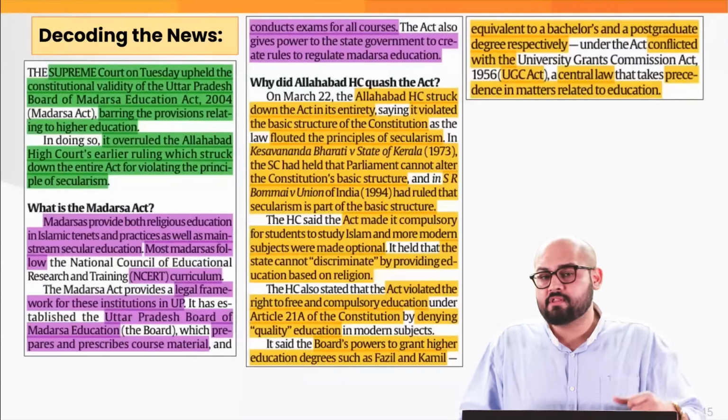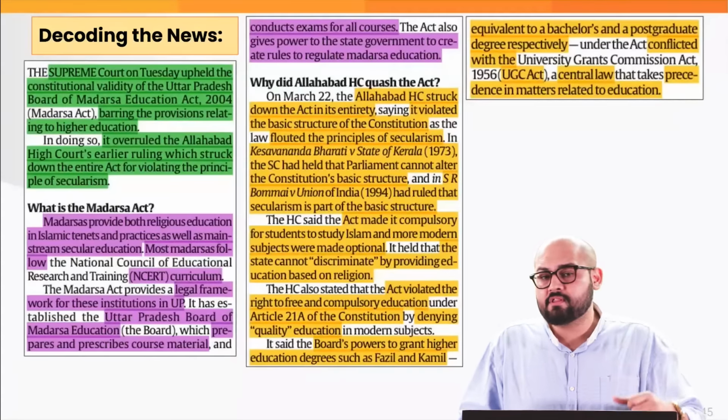The High Court also stated that the act violated the right to free and compulsory education, which is there in Article 21A of the Constitution of India, by denying quality education in the modern subjects. It said that the board, that is the Madarsa board, has the power to grant degrees in Fazil and Kamil, which are basically equivalent to the bachelor's and postgraduate degrees respectively, under the act. Now, this is in conflict with the University Grants Commission Act, which is a central law and which takes precedence in matters related to education.